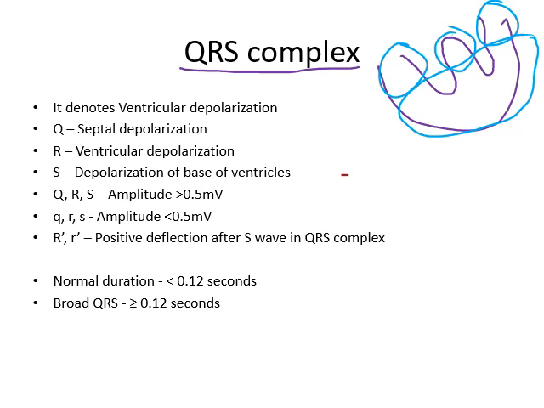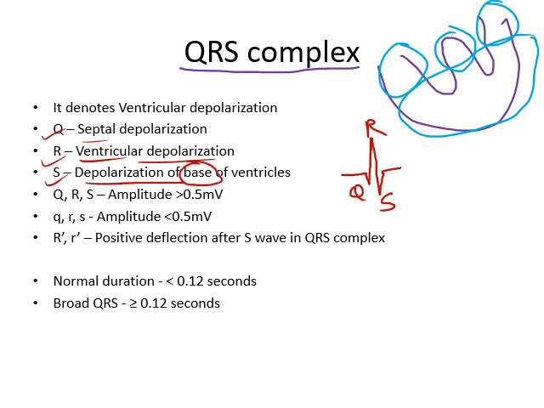So depolarization of septum is recorded as a negative deflection, that is Q wave. Depolarization of mass of ventricle is recorded as a positive deflection, that is R wave. Depolarization of the basis, however, is recorded again as a negative deflection, that is S wave. So QRS complex is the combination of these three waves. What I have written here is Q wave for septal depolarization, R wave for ventricular mass depolarization, and S wave for depolarization of base of ventricles.